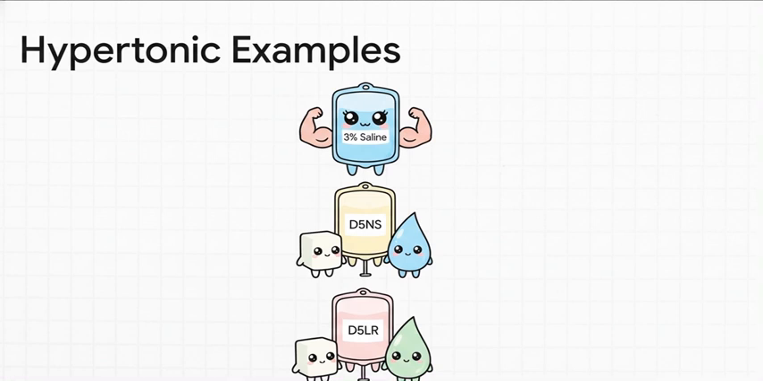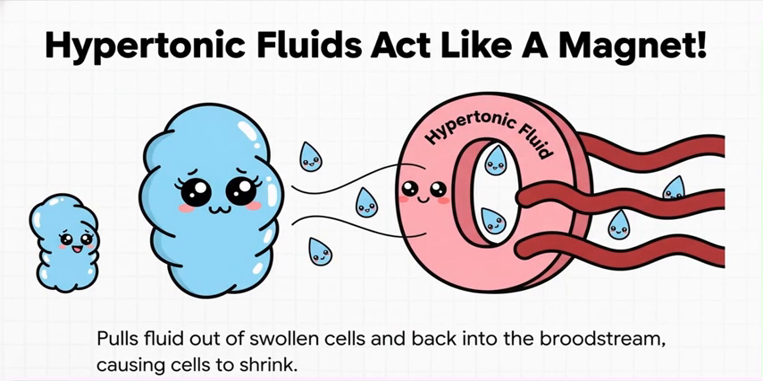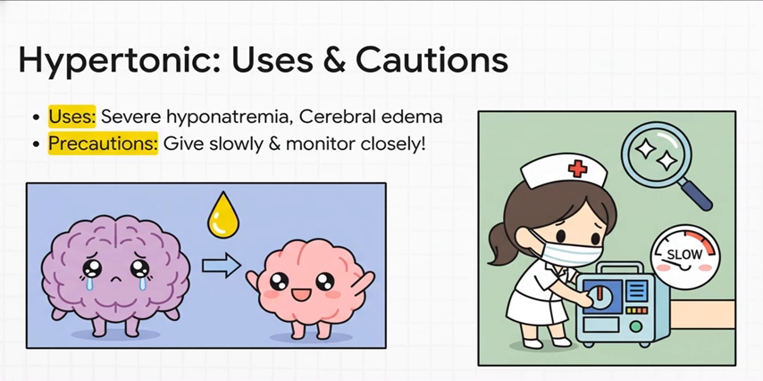whole thing hypertonic. These super concentrated fluids act like a magnet for water. They literally pull fluid out of swollen cells and tissues and suck it back into the bloodstream. This makes the cells shrink. So, while these are lifesavers for conditions like cerebral edema or brain swelling, they're also really high risk. They can throw a patient into fluid overload in a heartbeat. That's why they have to be given very slowly, and the patient needs intense monitoring, usually in an ICU.